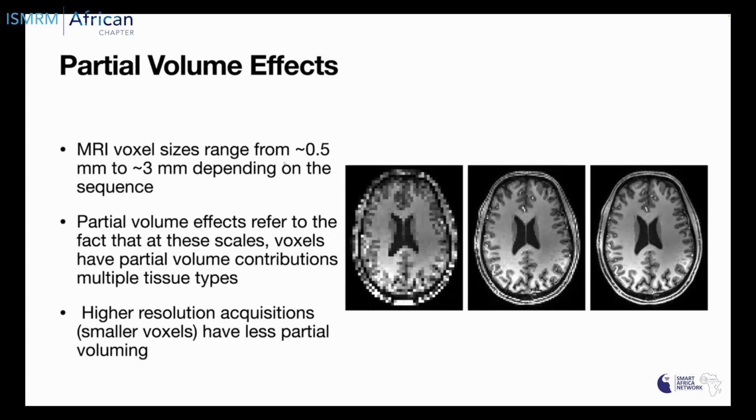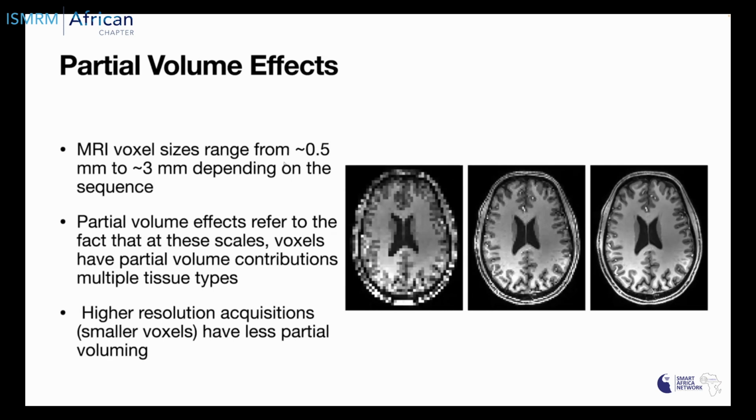One of the things I mentioned before when we were talking about SNR is the fact that you can recover SNR by increasing your voxel size, because larger voxels mean higher SNR. But one of the downsides of that is that you get what we call partial volume effects. Partial volume effects arise because we typically have, in MRI, voxels that range from 0.5 millimeters to about 3 millimeters on any given axis, depending on the type of sequence you're working with and the type of data you're collecting.